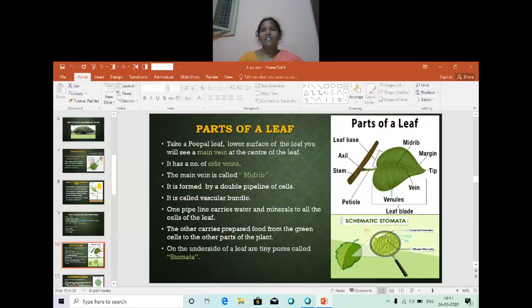In the last session we discussed the parts of the leaf. Do you remember? This is the main leaf, called the midrib. It has some side veins, called the veins. It has some other sub veins, called the venules.